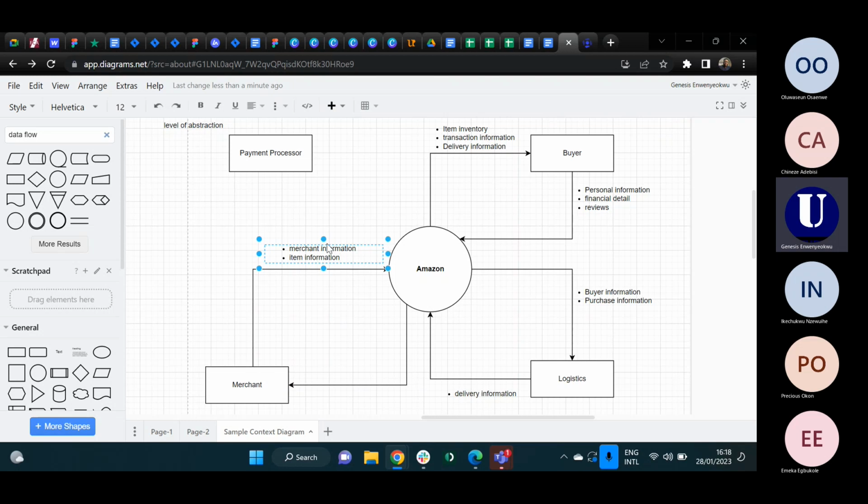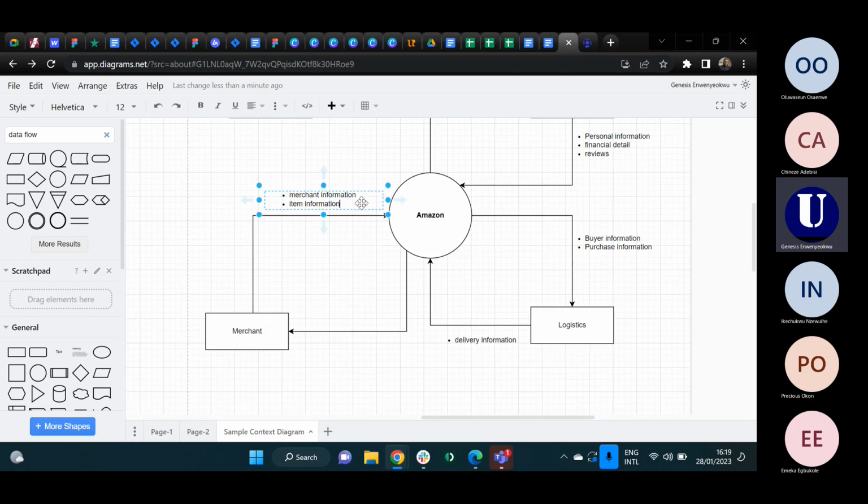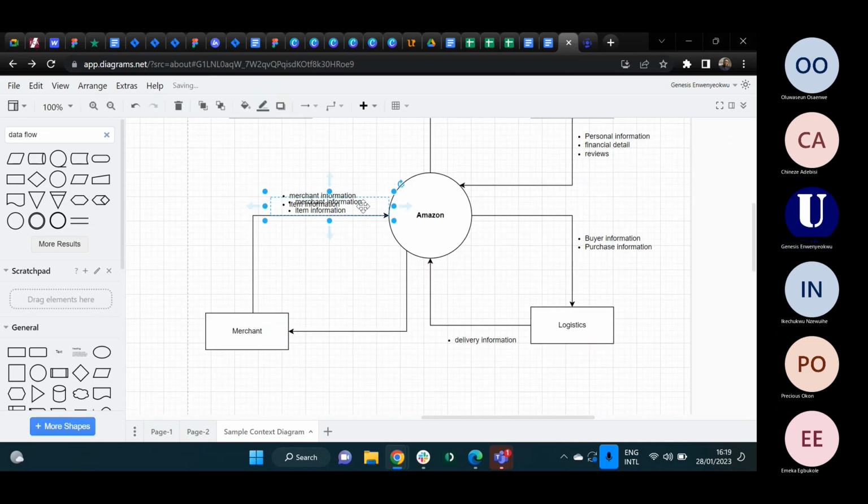When you're buying, some listings tell you that 5 are left, some will tell you that it's out of stock. So item information is basically the things that the merchant would send to Amazon, on a high level. And what would Amazon be sending to the merchants?